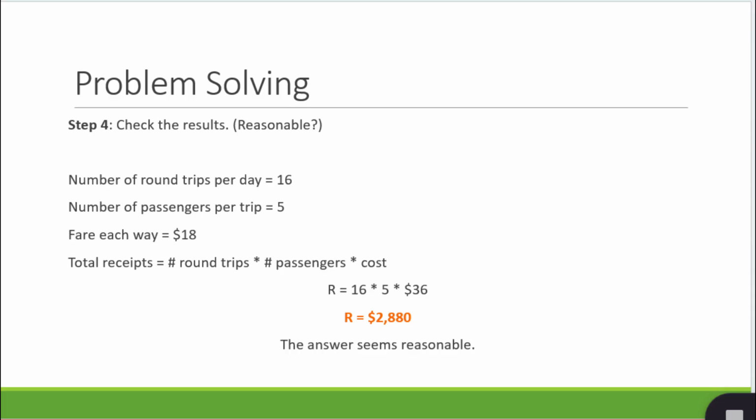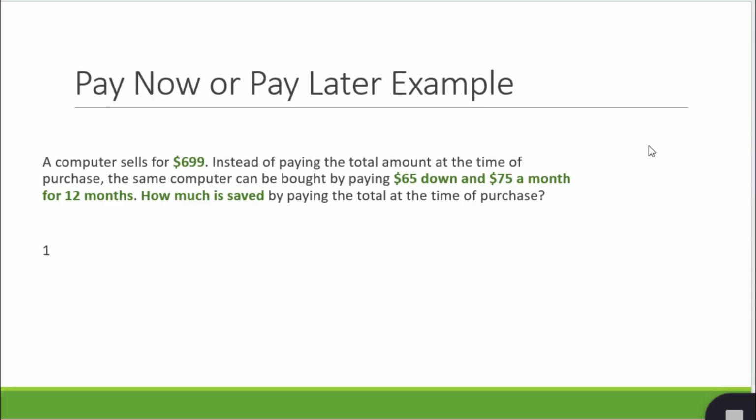I've got another one. This one is a pay now or pay later example. And this is kind of a cool one because this is real life kind of stuff. You walk into a computer store and you want to buy a computer. Let's say your computer died and you're desperate to get another one because you are taking a math class that you need to keep up with, right? All right, so let's say you walk into the computer store and they have a computer that's perfect for what you want, and it costs $699.